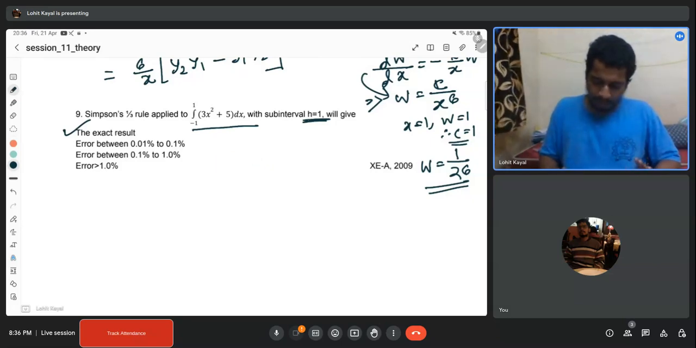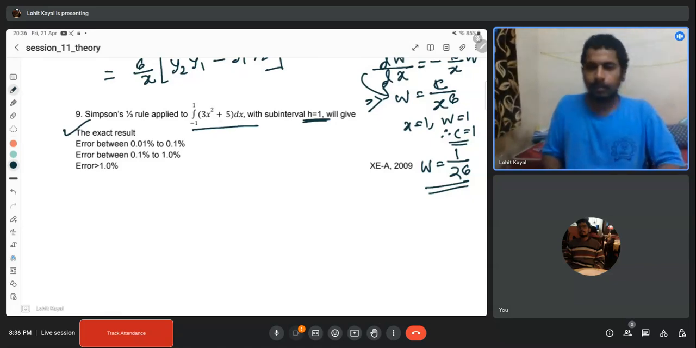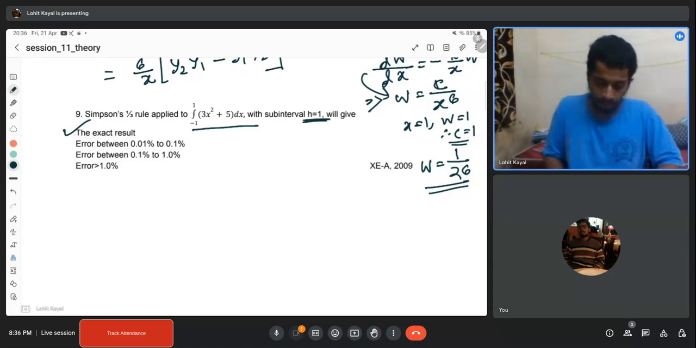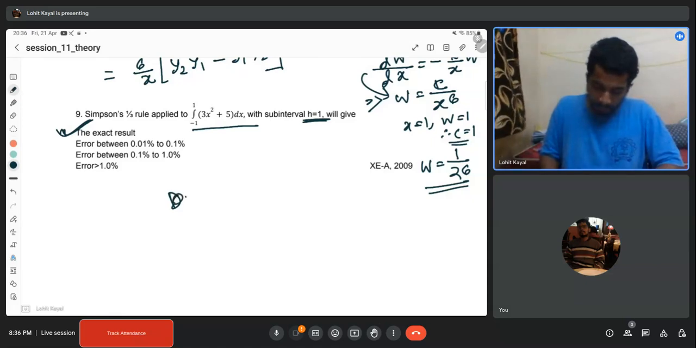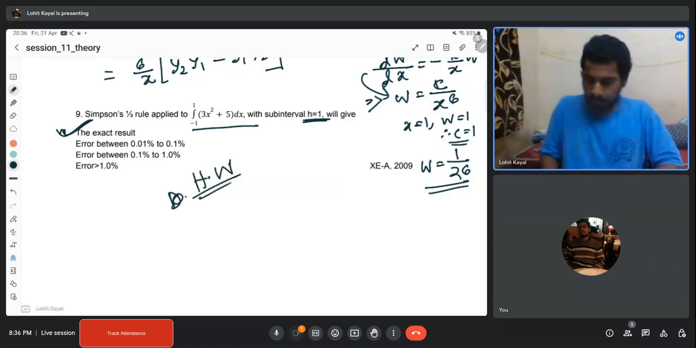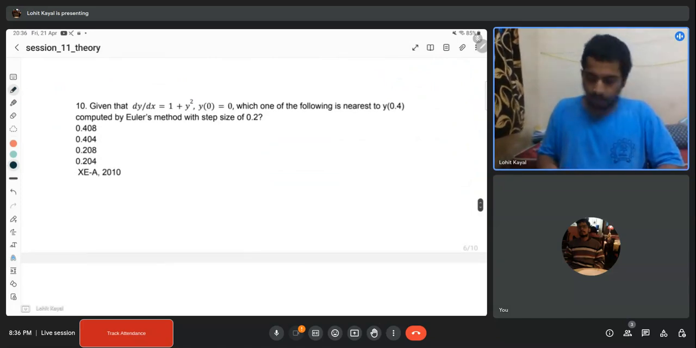I don't have much time today, but in the last class I have solved a similar kind of problem, where you can verify using Simpson's rule with h equal to 1 that it will give you the exact result. I am not showing it again. You can treat it as homework and verify it.